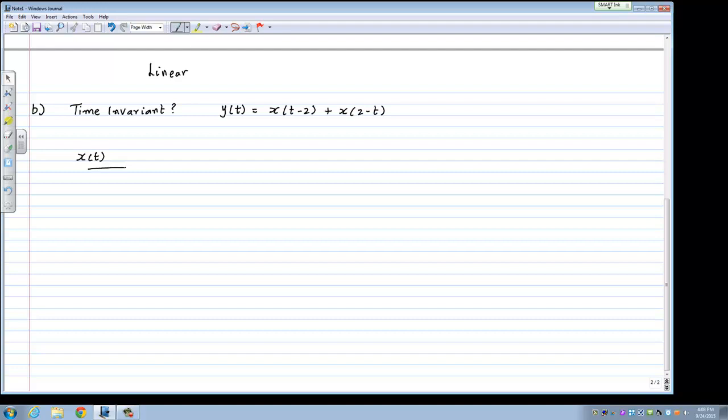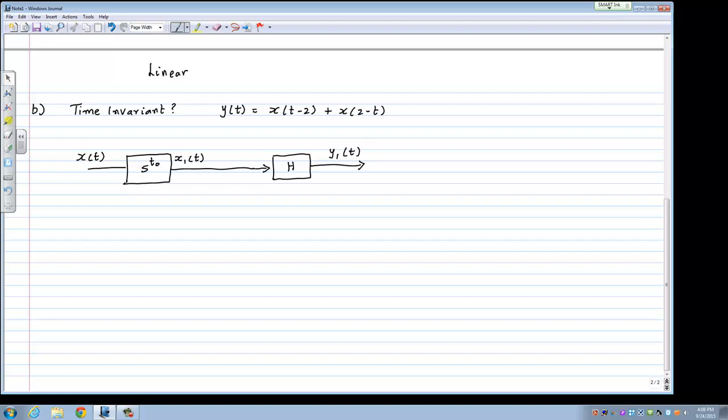First, take x of t, shift it by t naught, and think of a signal x1 of t, which is the result of shifting x by t naught, and then pass this through the system, and let's say the output signal is y1 of t.